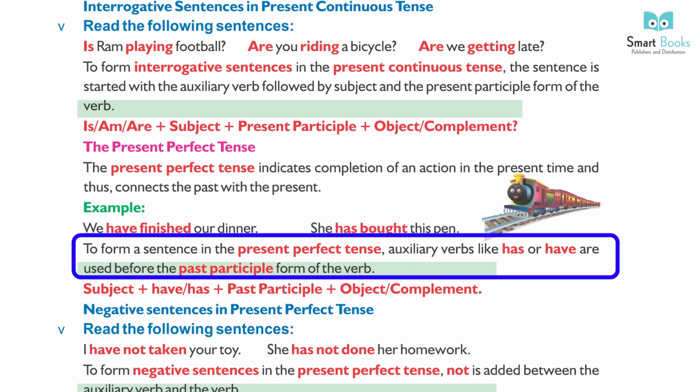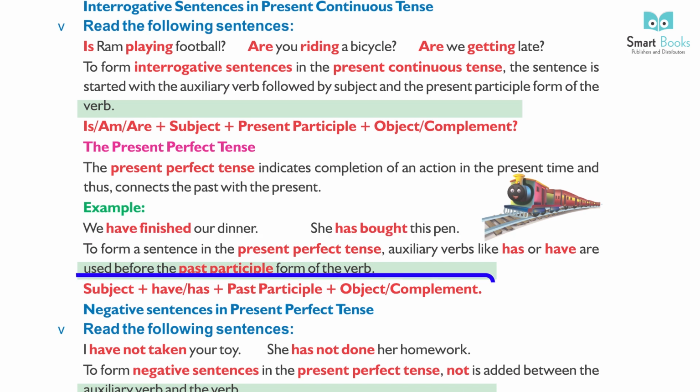To form a sentence in the present perfect tense, auxiliary verbs like has or have are used before the past participle form of the verb. Subject plus have, has plus past participle plus object complement.